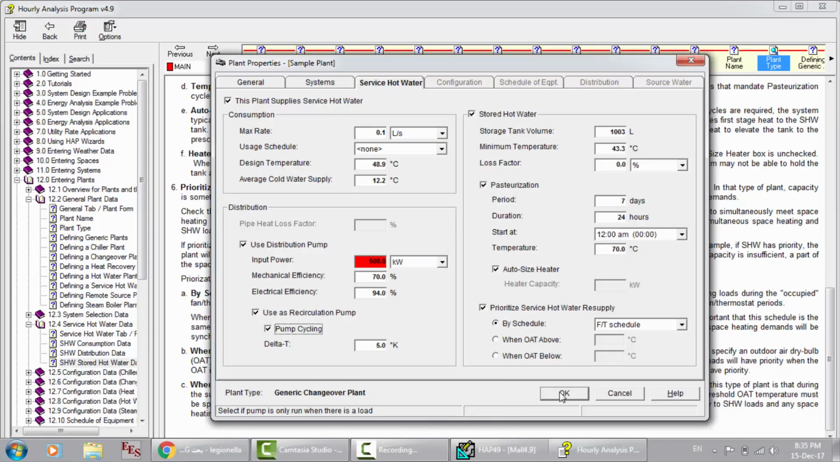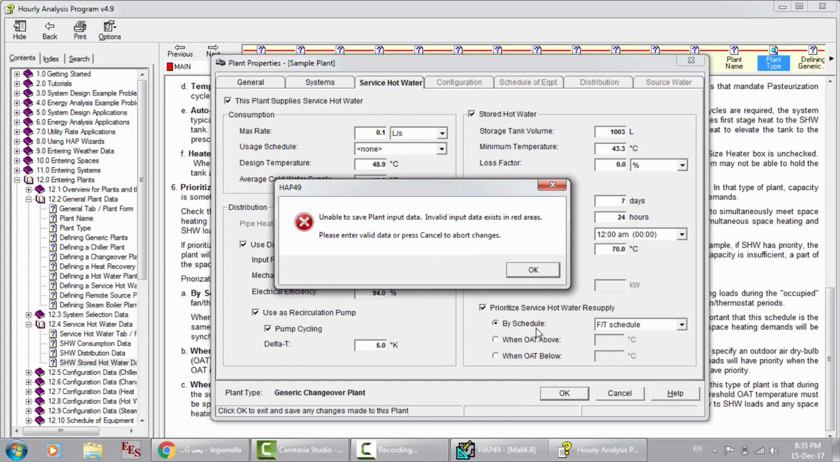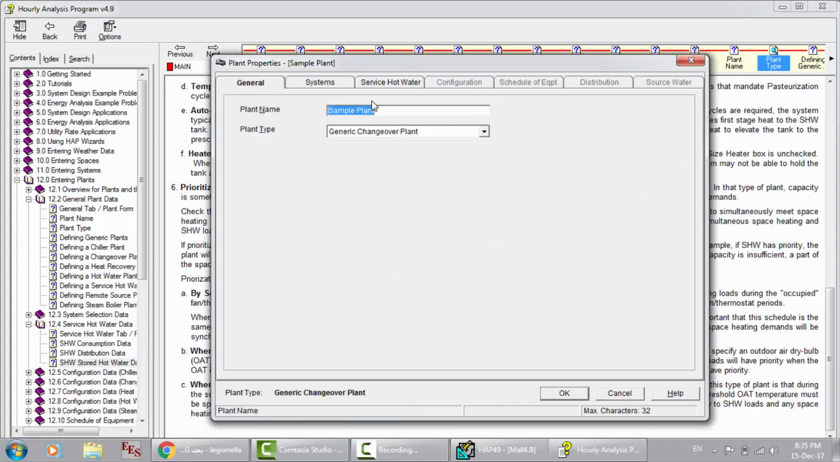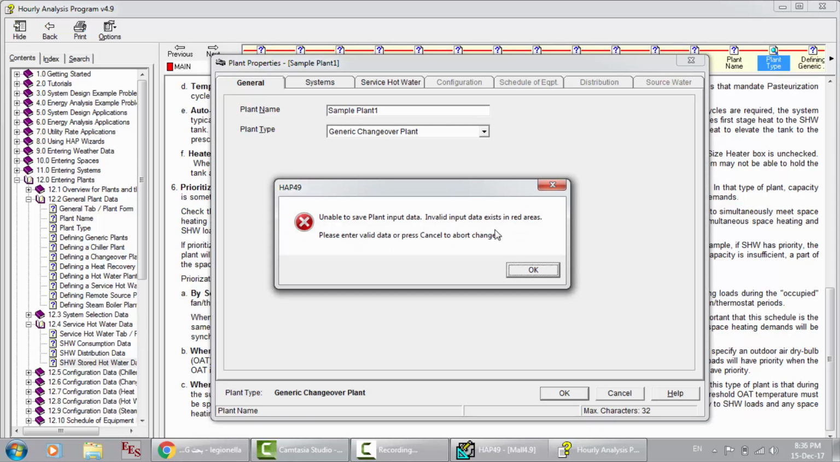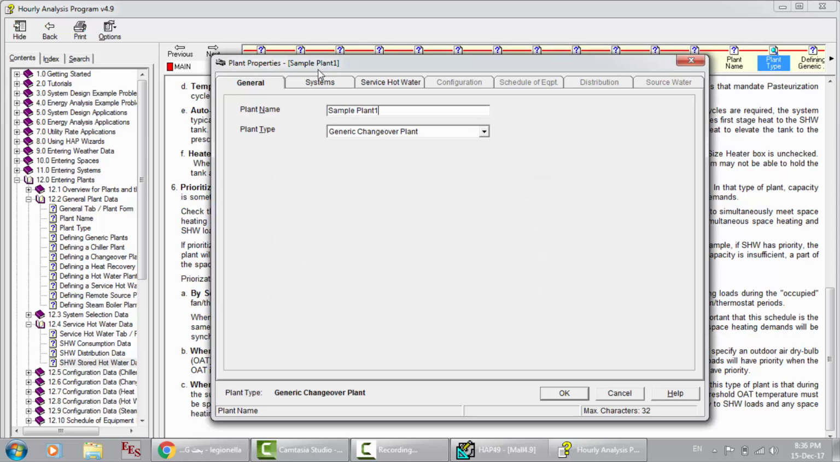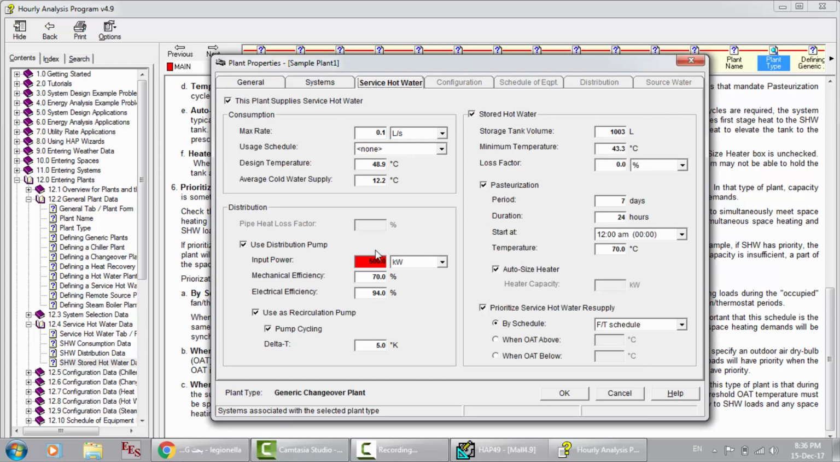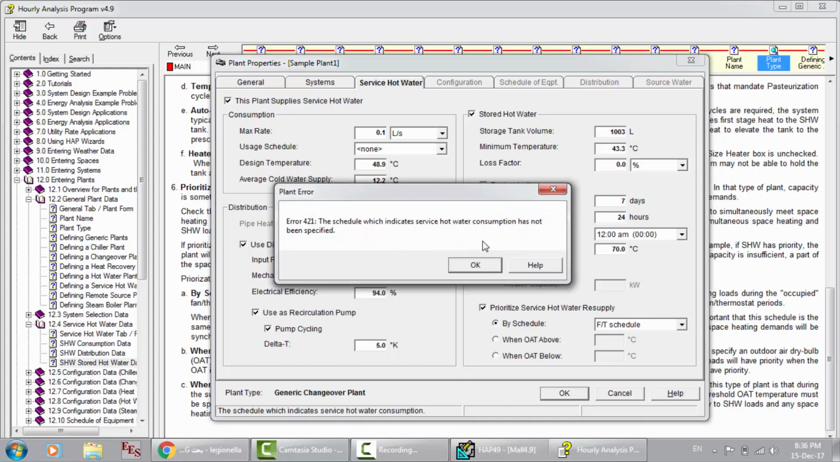After finishing this, click OK. Unable to save input data, invalid input exists. Red. Okay. Oh, I'm sorry. It's not specified.